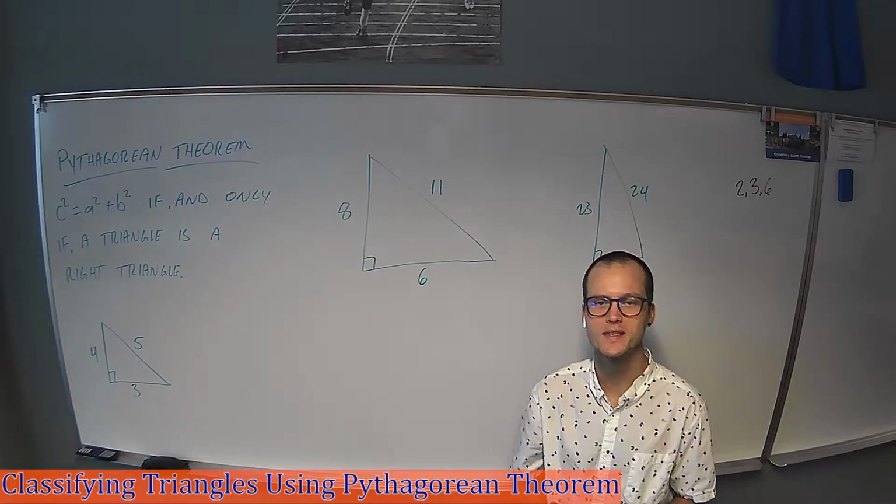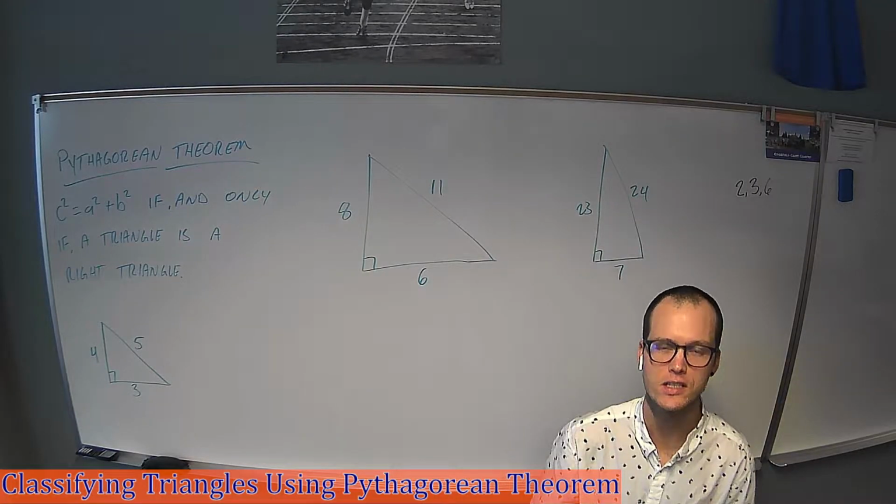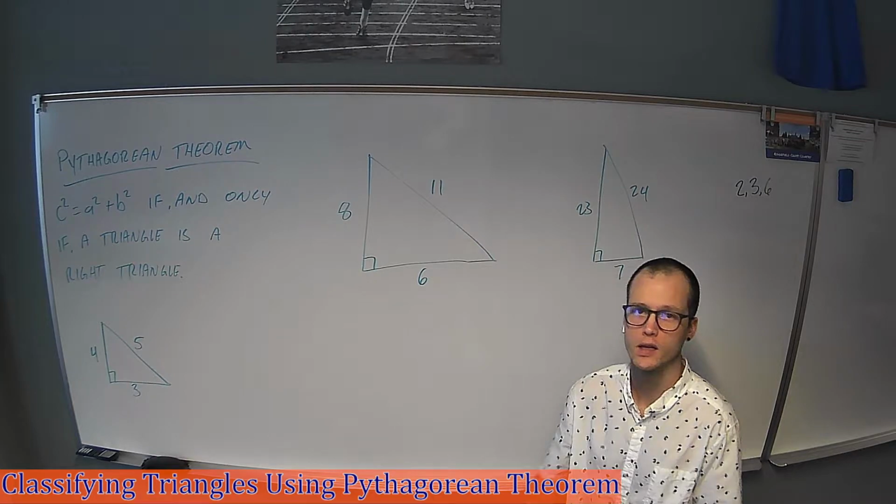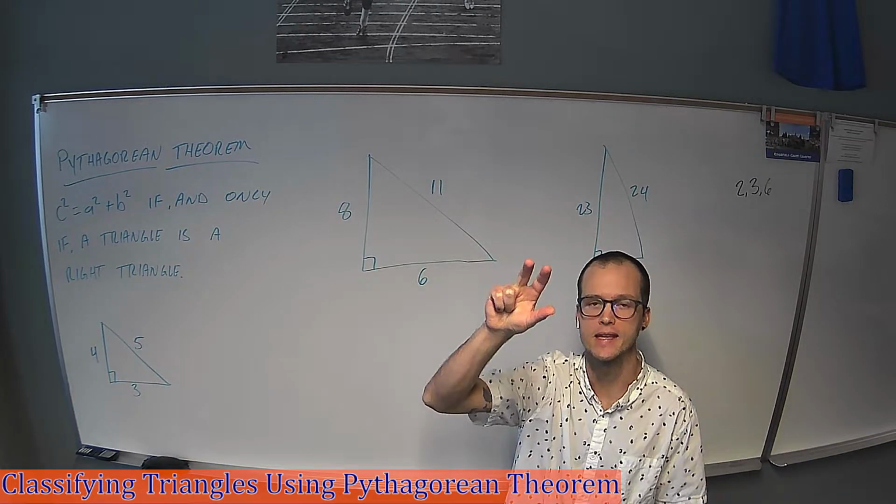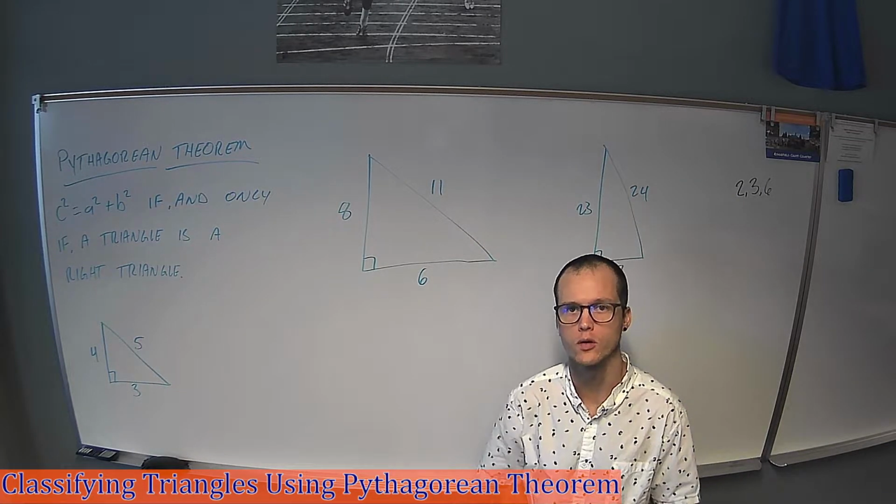What's up, team? Today we're going to talk about classifying triangles using the Pythagorean theorem. So we're going to classify right triangles, obtuse triangles, and acute triangles, all while using the Pythagorean theorem.